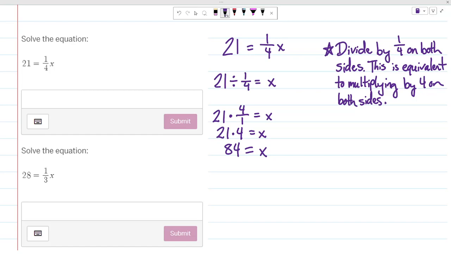So go ahead, use similar techniques to solve 28 equals 1/3 x. Work that out in your notebook. And after you work this whole thing out in your notebook, show me so that I can give you some hero points. Thanks for working this problem with me, and I hope it'll help you be successful.